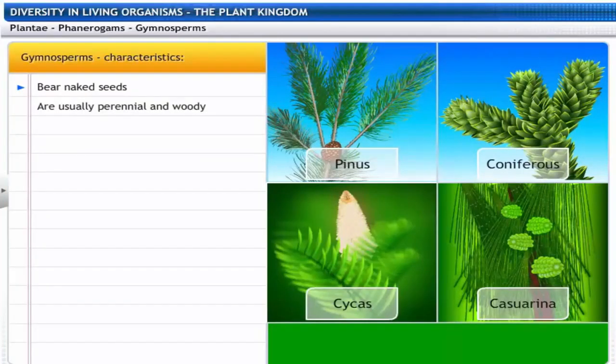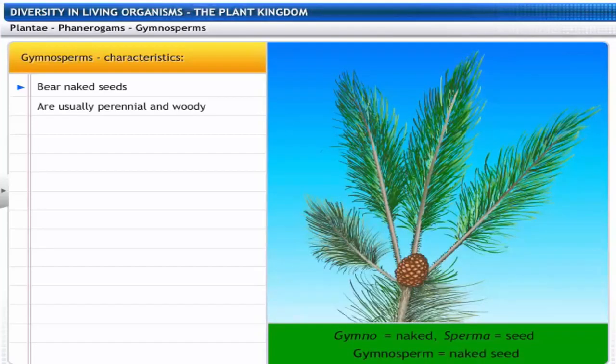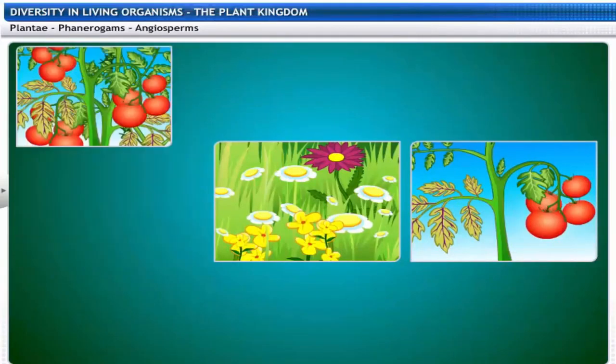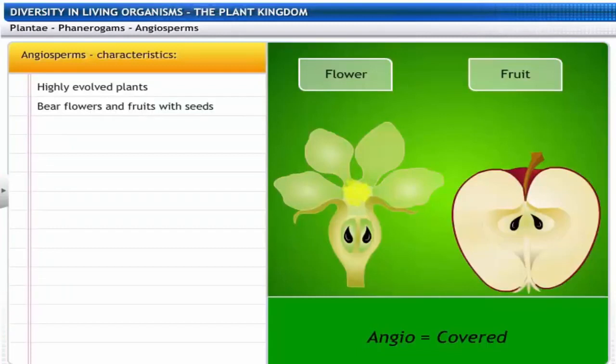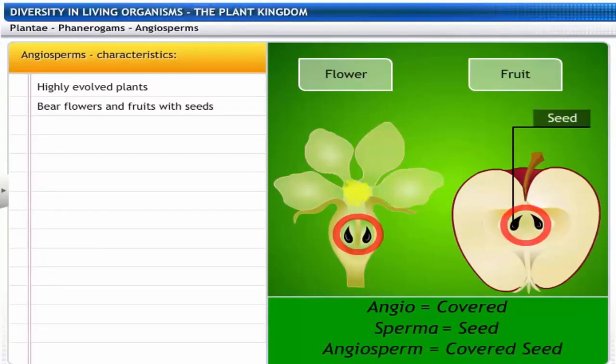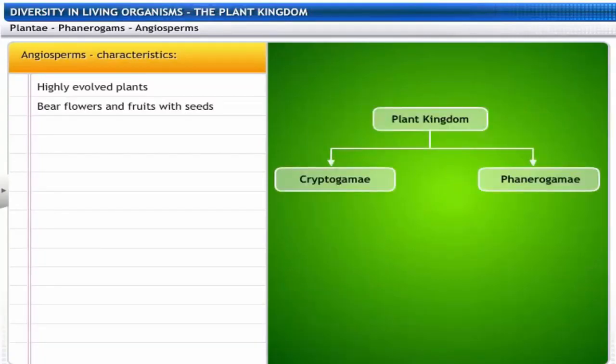Gymnosperms get their name from two Greek words, gymno meaning naked and sperma meaning seed. As you can guess from the name, gymnosperms bear naked seeds and are usually perennial and woody. The opposite of gymno in Greek is angio, meaning covered. Hence the word angiosperm means covered seed. And that brings us to the second class of phanerogams.